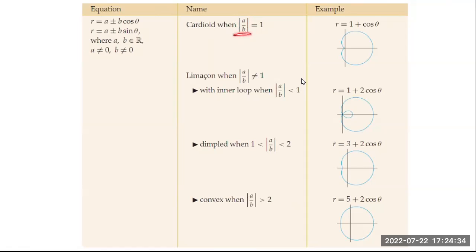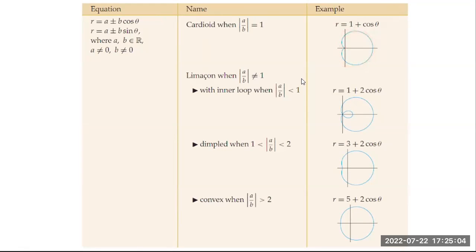When the absolute value of a over b is equal to 1, we say that we have the shape of a cardioid. The shape of a cardioid is this shape. For example, take r is equal to 1 plus cosine theta. Notice that your a is 1, your b is also 1. That means the absolute value of a over b is exactly 1. In that case, I'm going to get a cardioid. The shape of this cardioid would be like this.